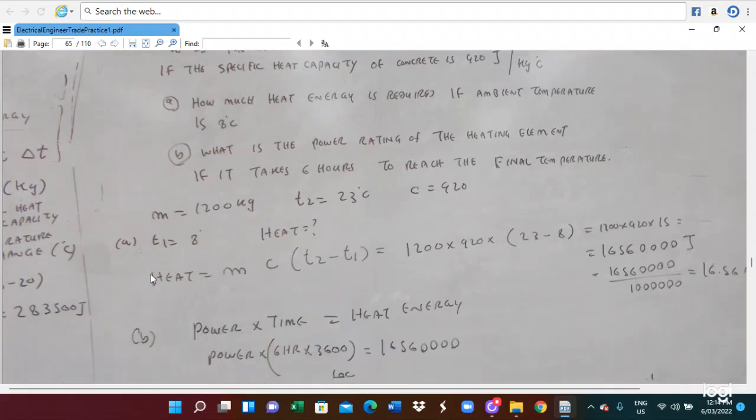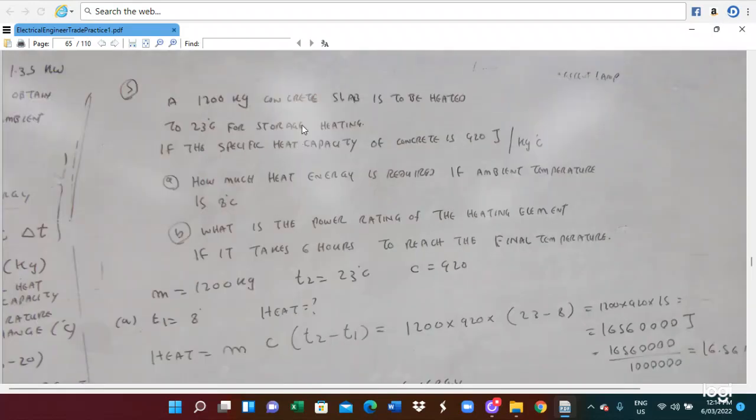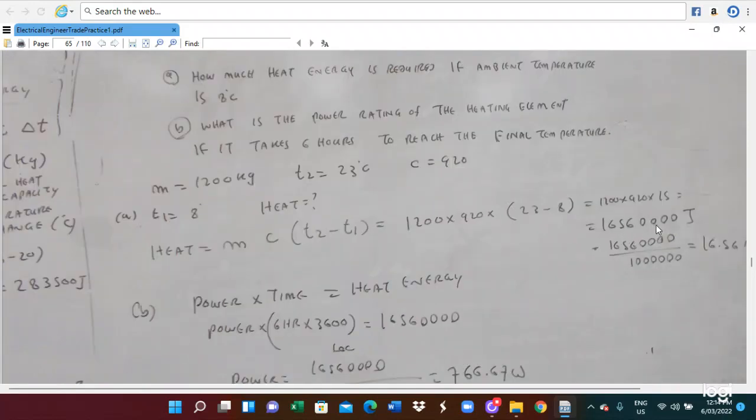So we have to calculate: temperature T1 is 8, T2 is 23. So we use the formula m c (T2 minus T1). M is the mass, c is the specific heat capacity, T2 minus T1 is the temperature rise. In this case, our mass is 1200, specific heat capacity is 920 joules per kilogram, T2 is 23, T1 is 8. So then we calculate it. You get 1656,000 joules. So this one is converted to kilojoules by dividing by 1000. In this case, also megajoule, dividing by 10 to the power 6.